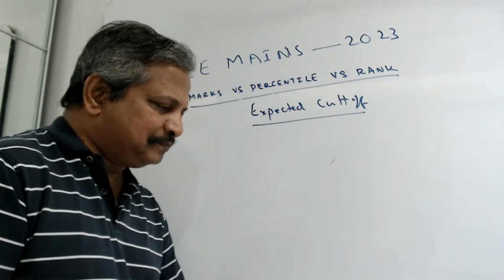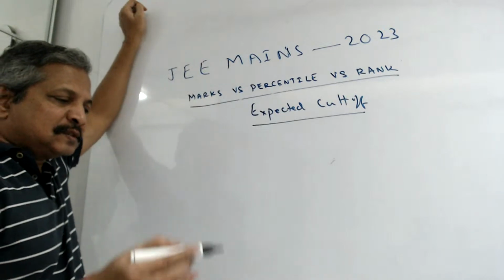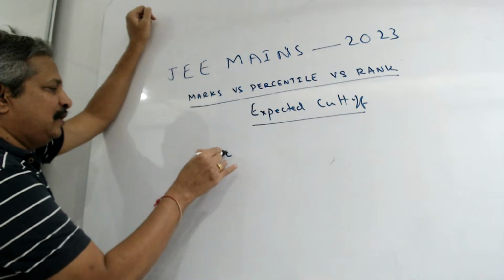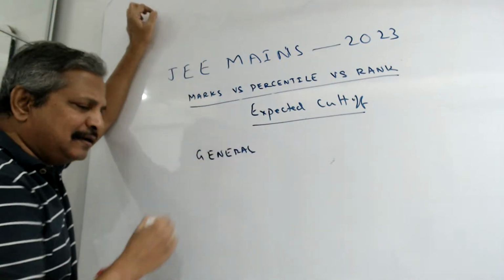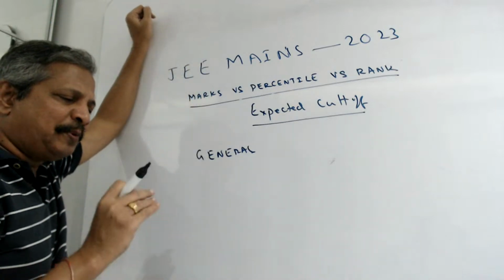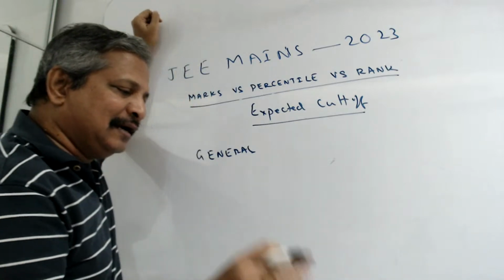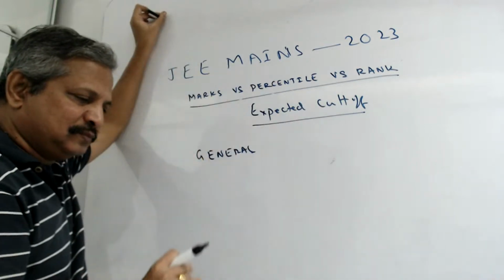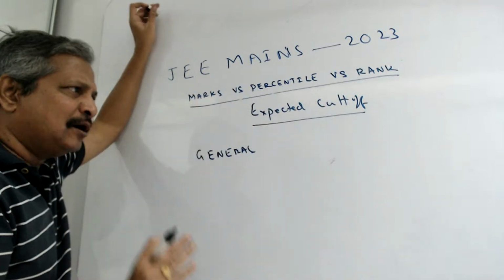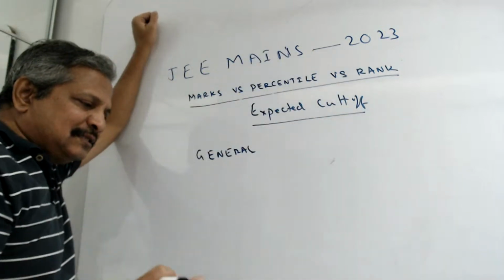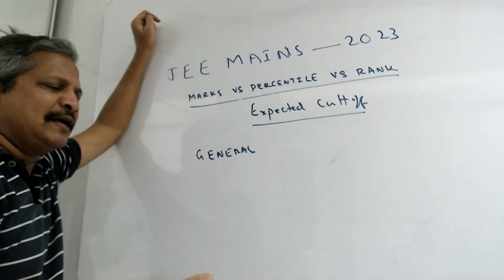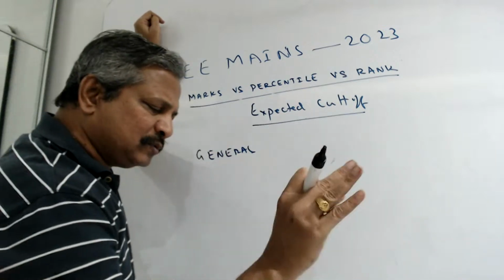The next point is the cutoff, last year and this year, as a general indication. After writing the mains examination, 2.5 lakh students will be selected and they are eligible to write the advanced examination. Whereas all the students who are writing, around 10 lakhs in the first and second session together, and 9.5 lakhs we are expecting this year, 9.5 lakh students will be given a rank.